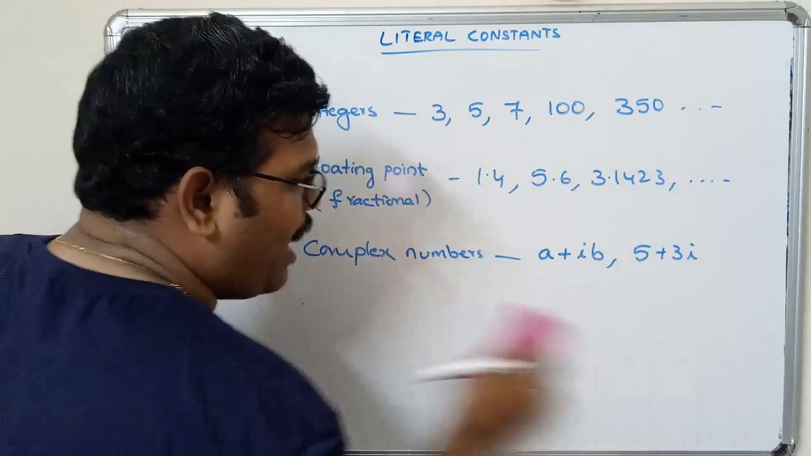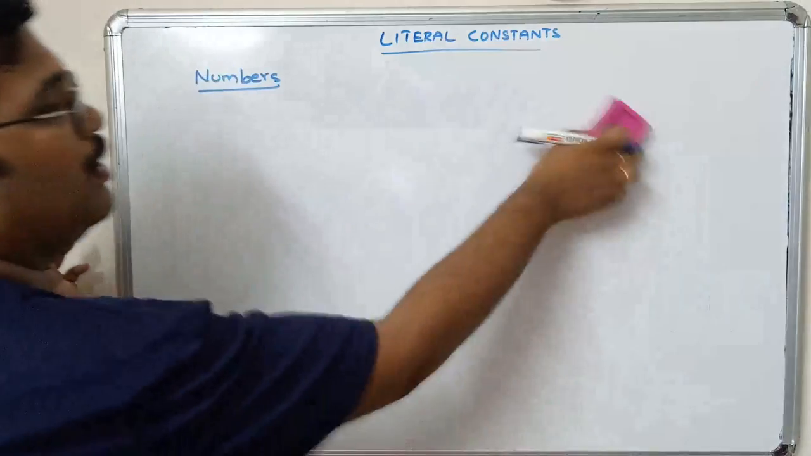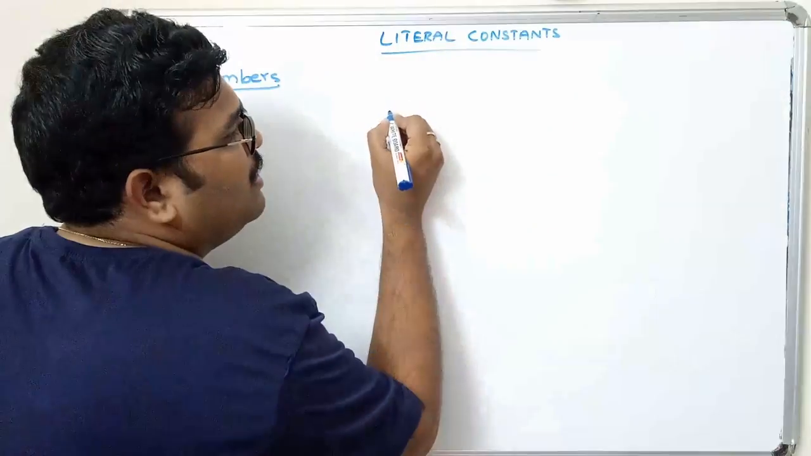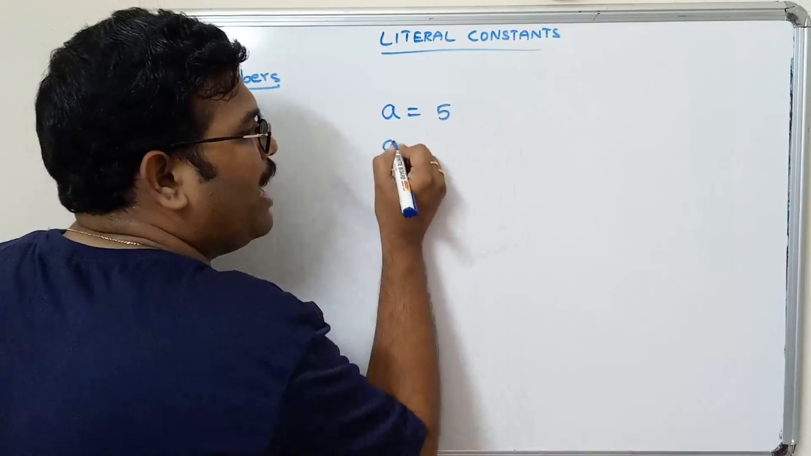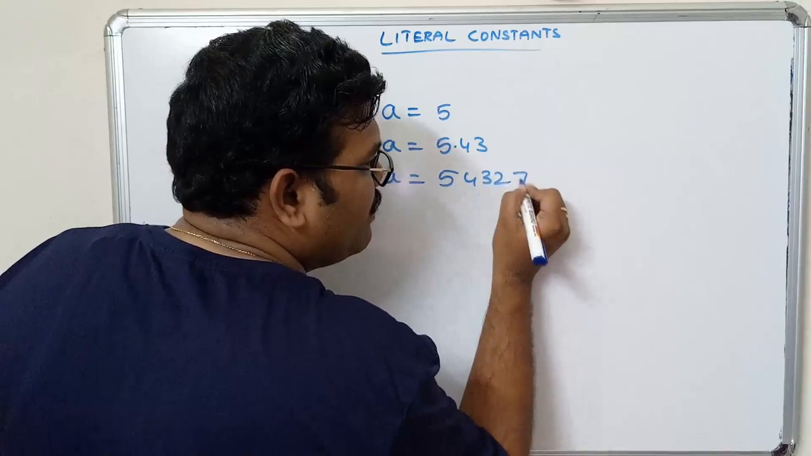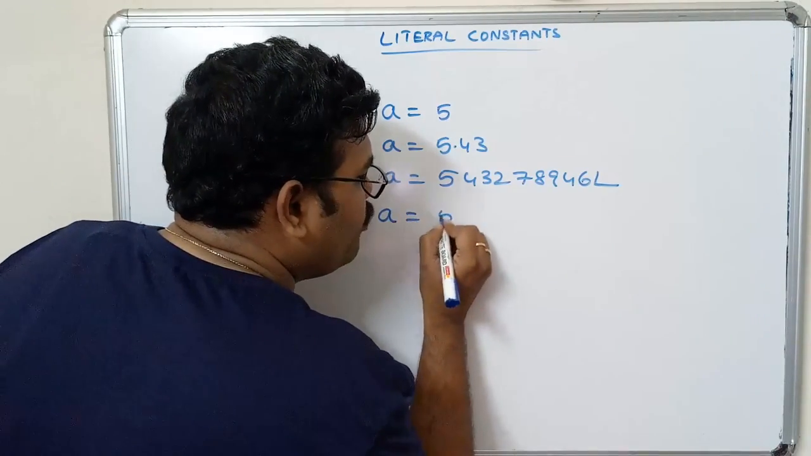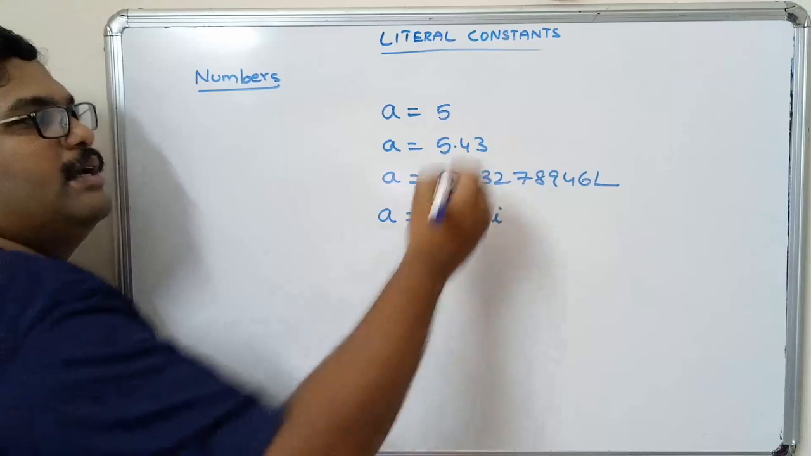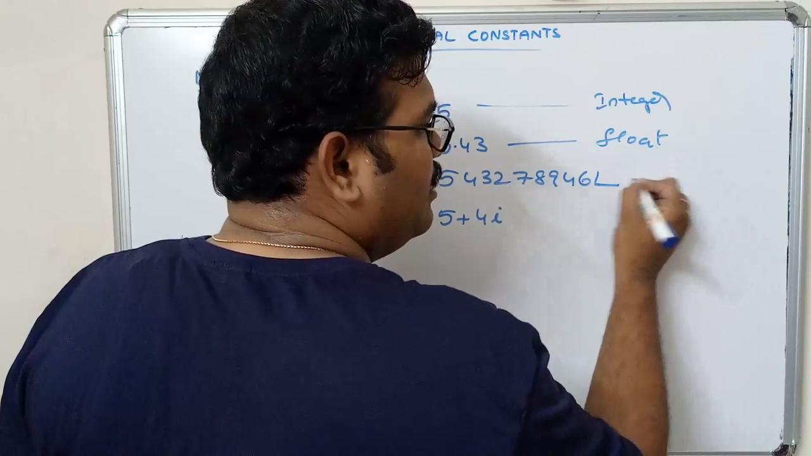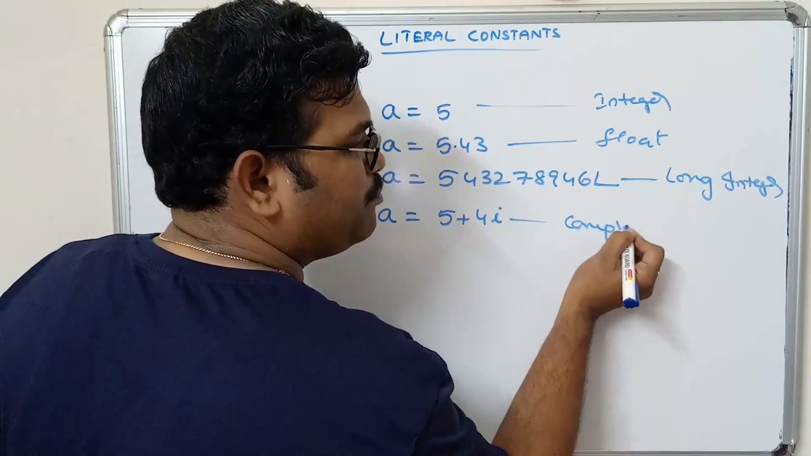Here we can have the three possibilities using these numbers. So for example, as I have explained earlier, if a is a variable, a = 5 is valid, a = 5.43 is valid, a = 5432789​46L is valid, and a = 5 + 4j is valid. So this is the integer, this is a float or fractional, this is the long integer, and this is the complex number.